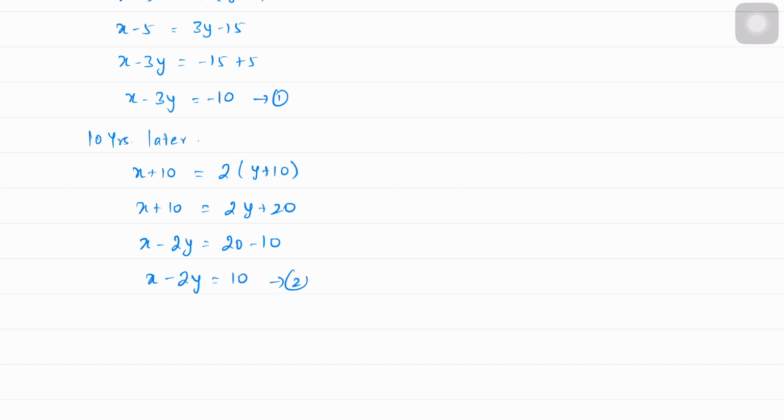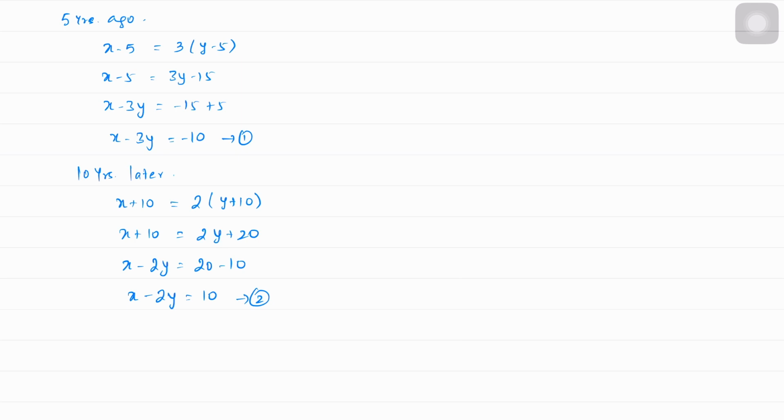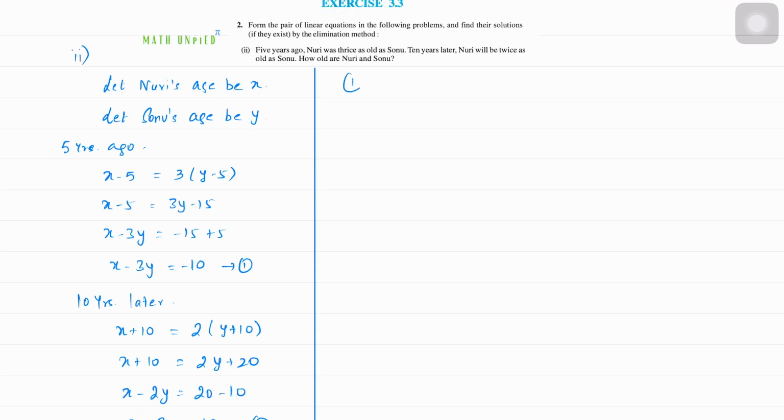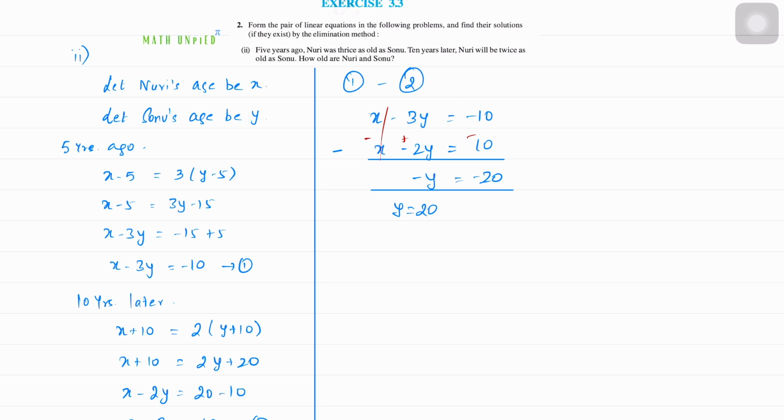This is equation 2. Now in both these equations there is one x term, so we can subtract 2 from 1 to eliminate the x term. Now let's do 1 minus 2. What is that? x minus 3y equals negative 10 minus of x minus 2y equals 10. To subtract, we can change the sign and do addition. So these two terms will get cancelled, and negative 3y plus 2y is negative y equals negative 20 or y equals 20. So this is the first value.